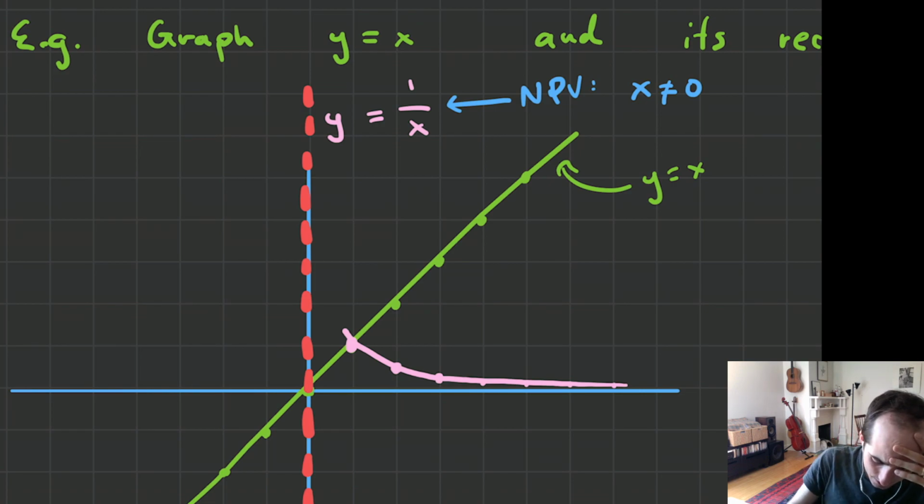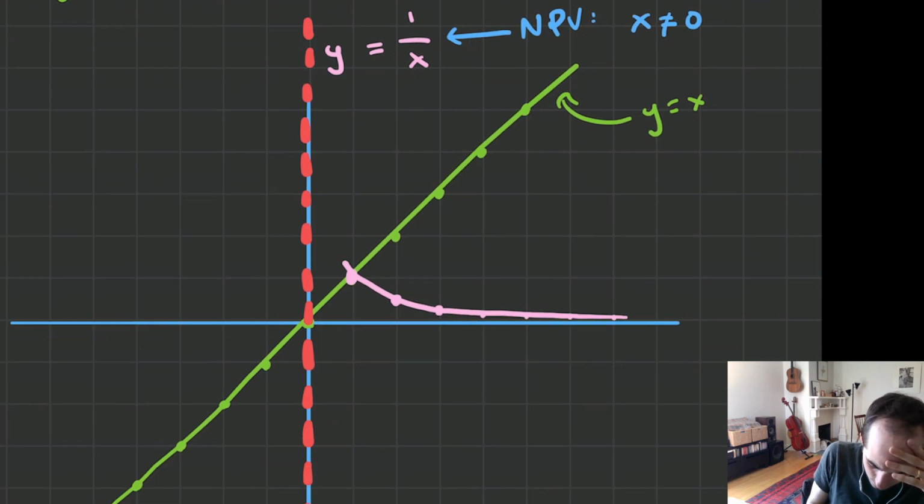So I'm going to choose a point right over here that's about halfway between where we are here and where we are here. So let's think about what happens when x is equal to a half.